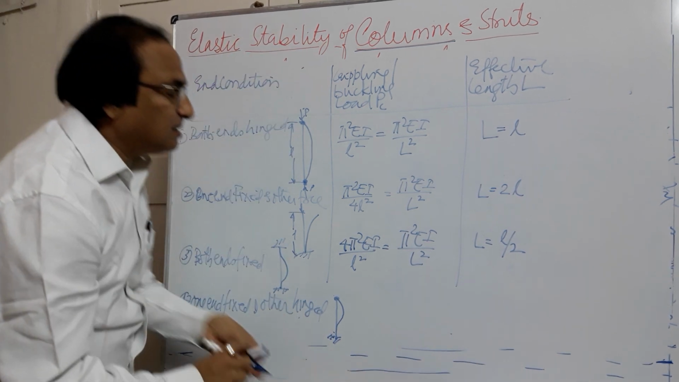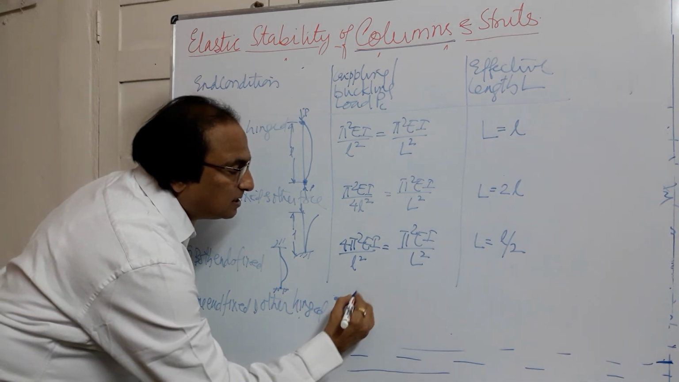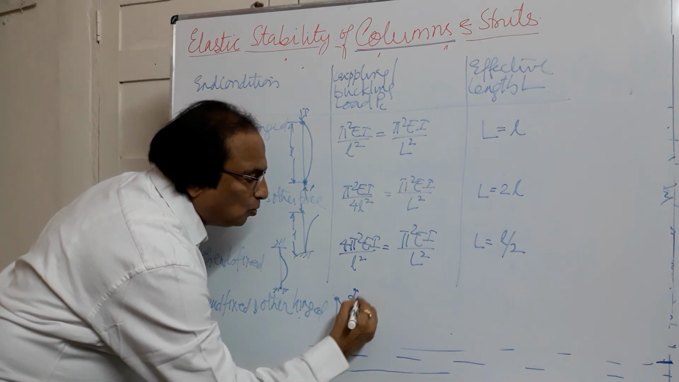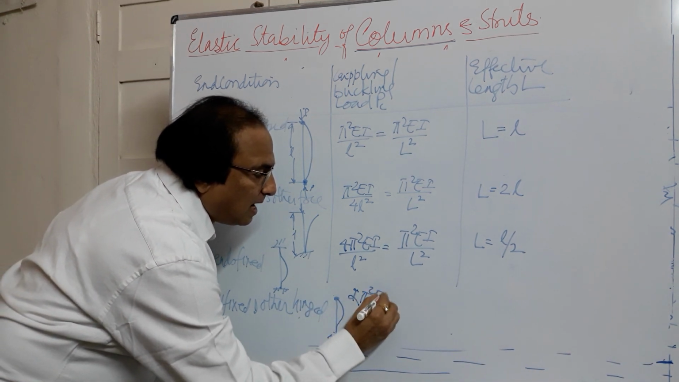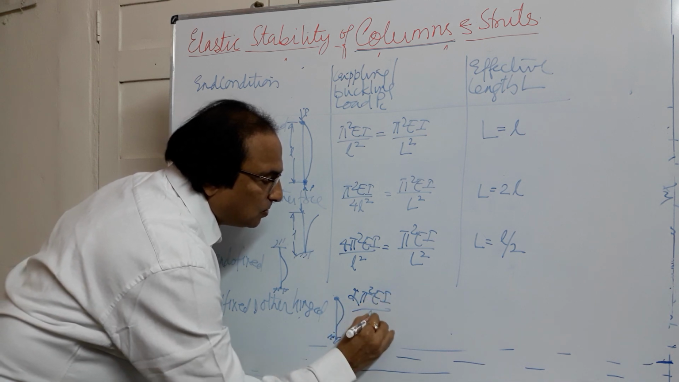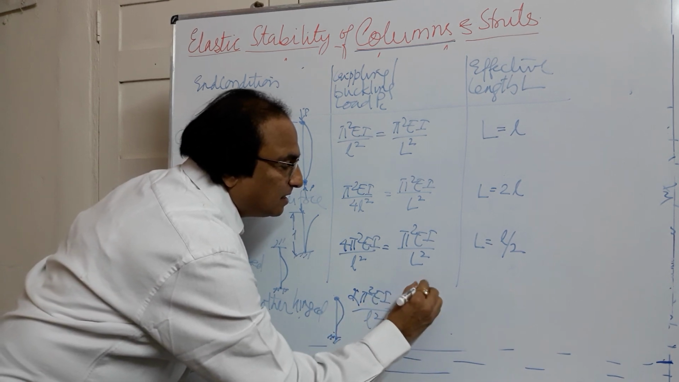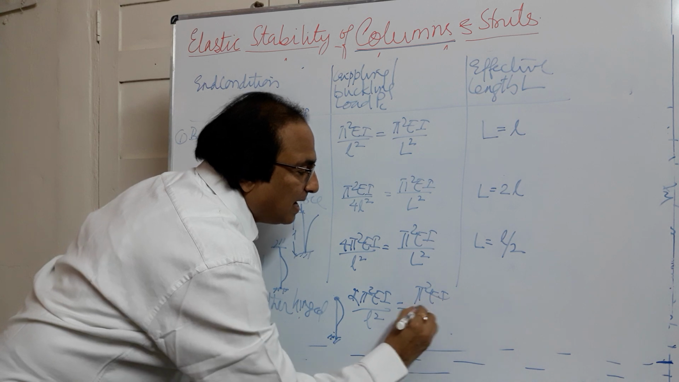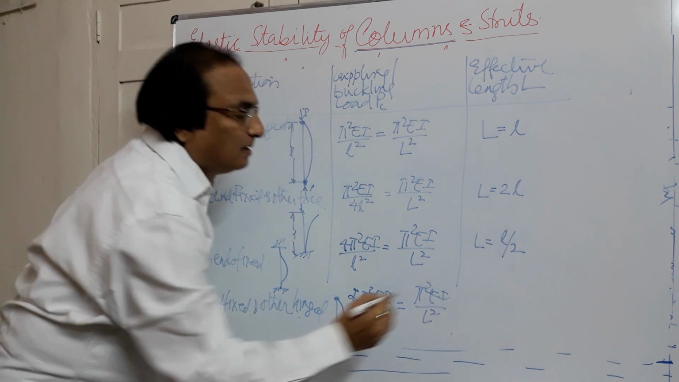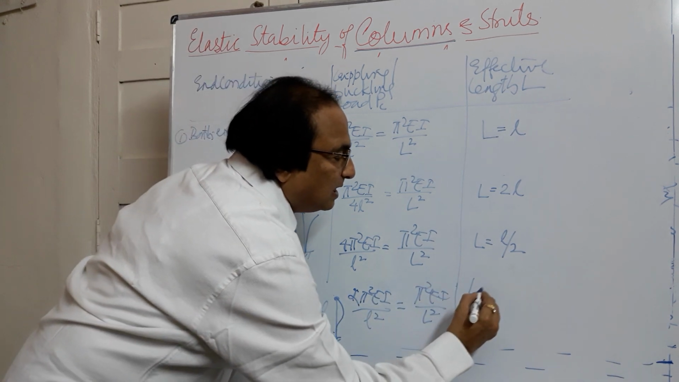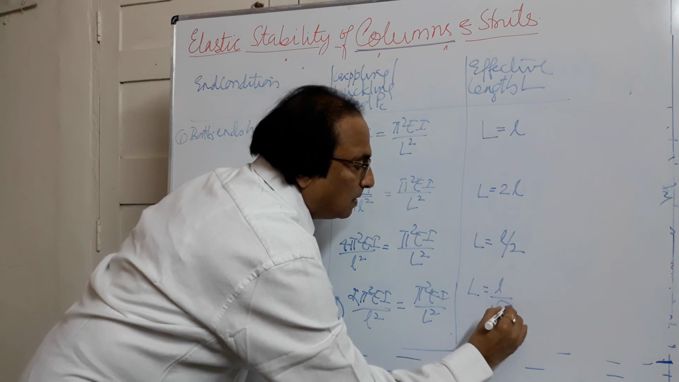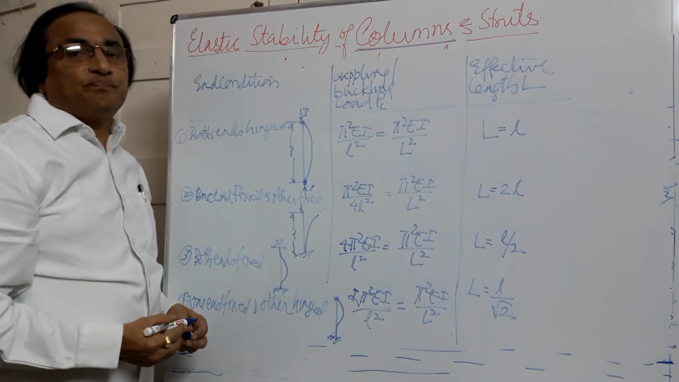So in such a case, the formula we will be using is 2 pi squared EI by L squared. So I write this as the general formula pi squared EI by effective length squared. So here the effective length will be equal to L by root 2.